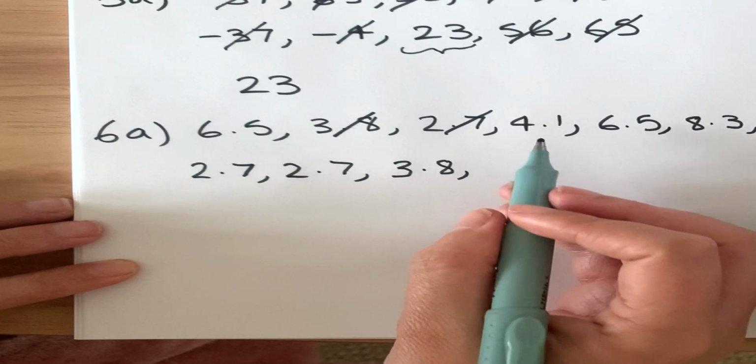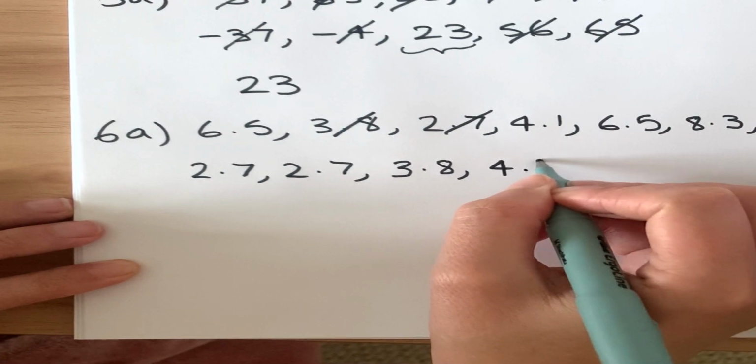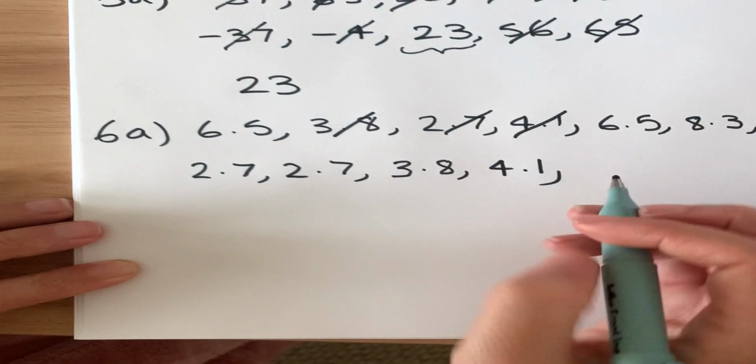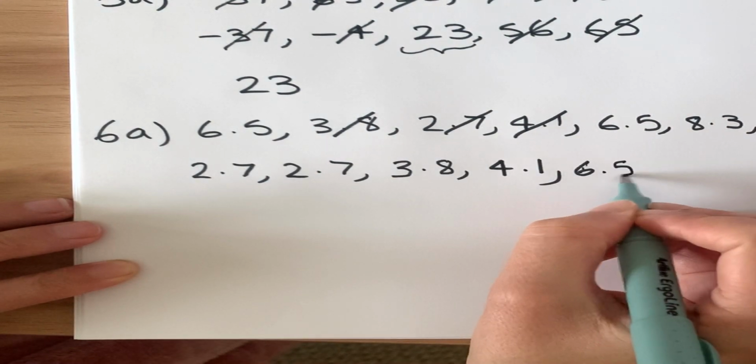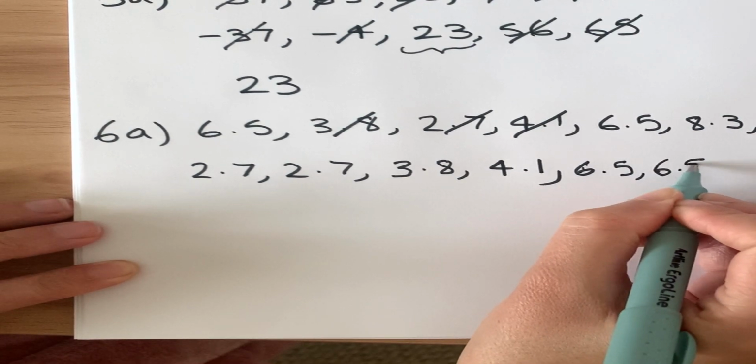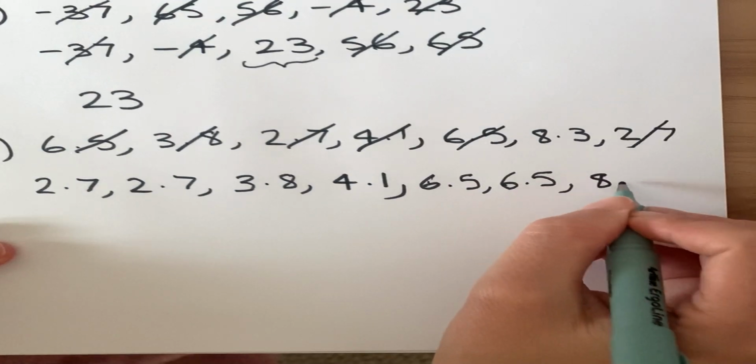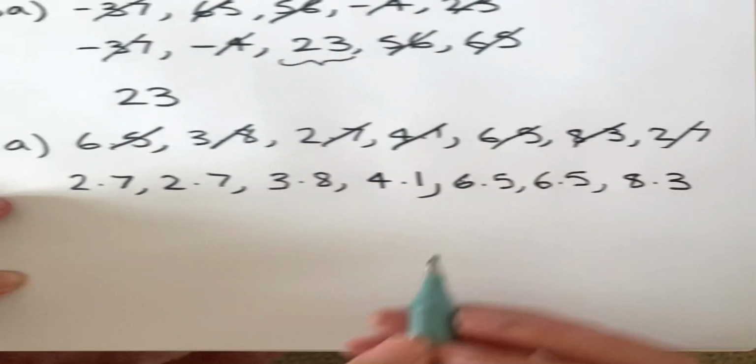Then we've got 4.1. Then 6.5, and there's two 6.5s, so make sure we put both in. And then finally our highest score, which is 8.3. Okay, now it's in ascending order.